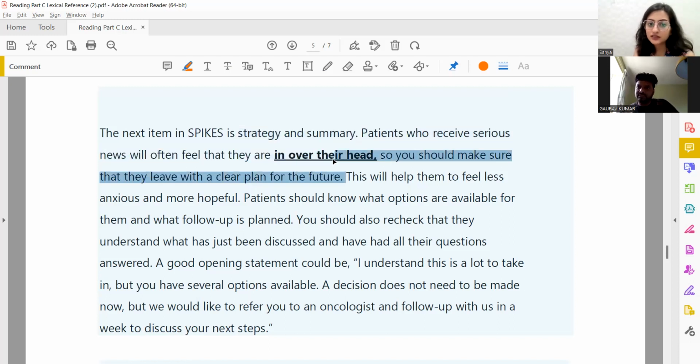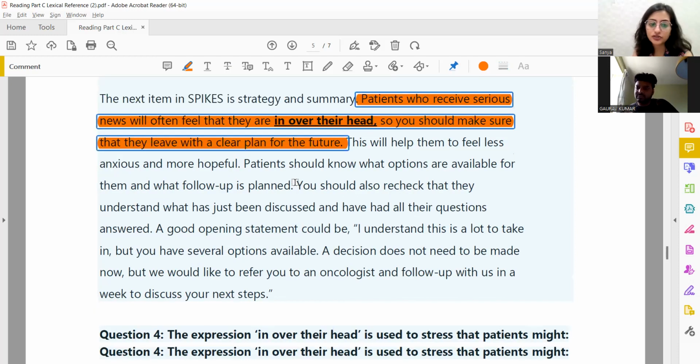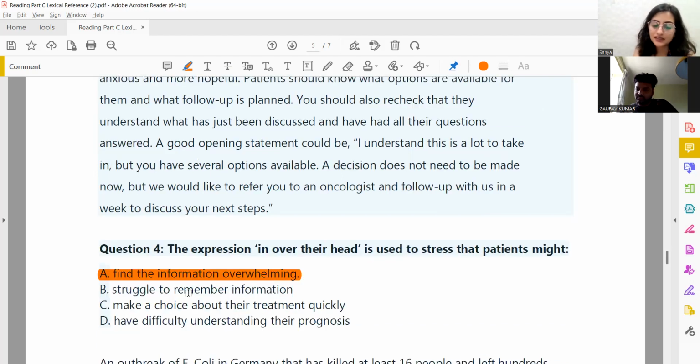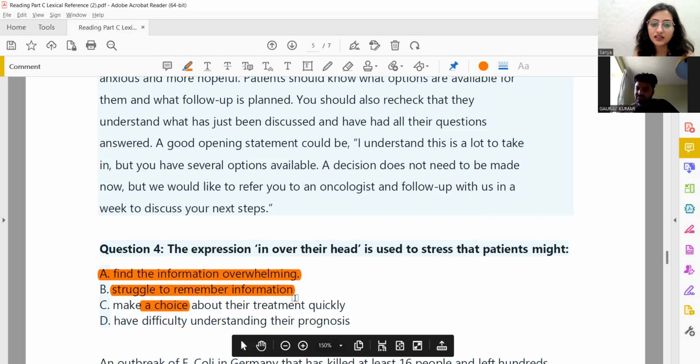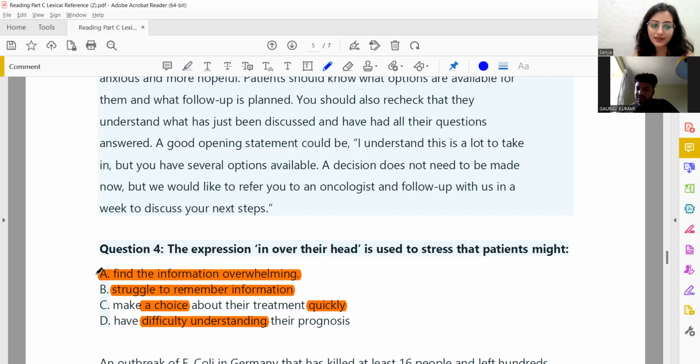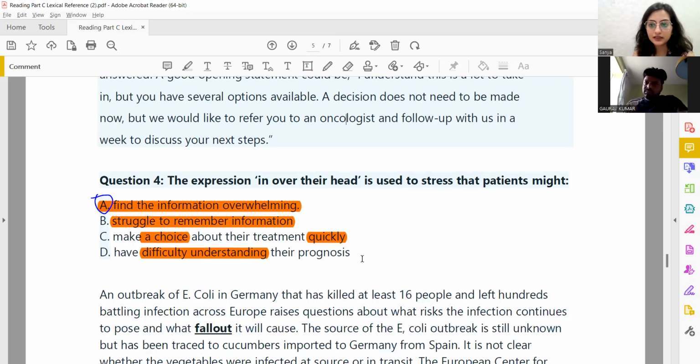So with serious news, yes, they are in over their head, so you should make sure. They didn't say anything about struggling to remember information or making a choice quickly. Difficulty understanding is also not there. So yes, you're right, A would be the right answer. This is like that idiom portion that we did, so good that you understood that. Okay, let's look at the next one.